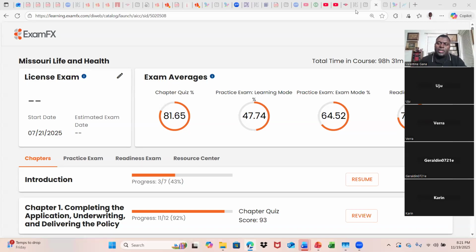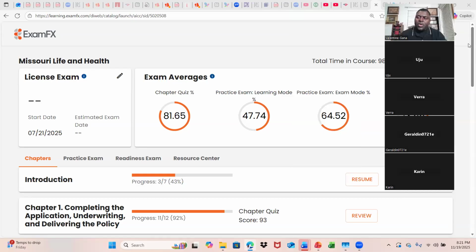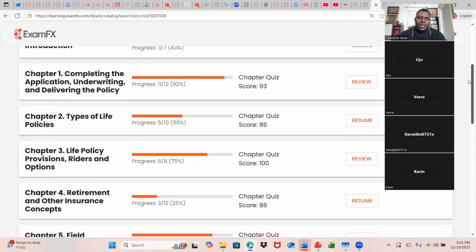Okay. So in this class tonight, we are going to go through chapter 3, life policy provisions, riders, and options. This is one of the most important chapters.